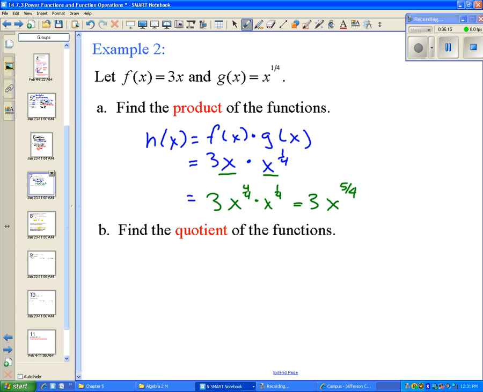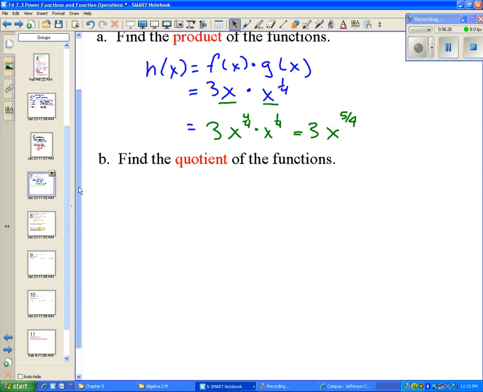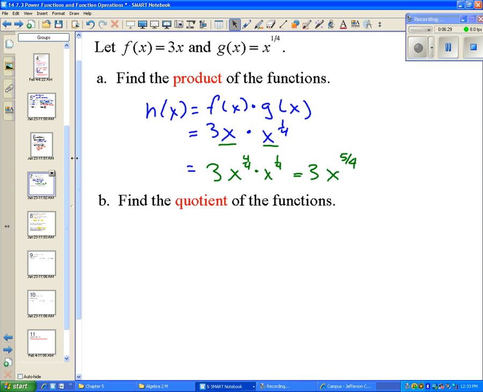That's multiplying my functions. So now that I've done a product of my power functions, let's do a quotient of power functions. Quotient again means to divide. My two functions are still the same. My new function, of course, is going to be, as I called it, h of x. Could I call it i of x, m of x, k of x? I can choose any name for the function. Here I'm choosing h. So h of x is equal to f of x divided by g of x.